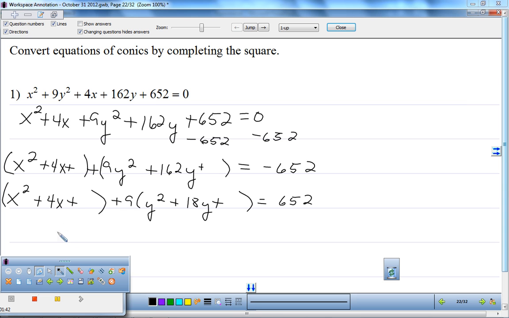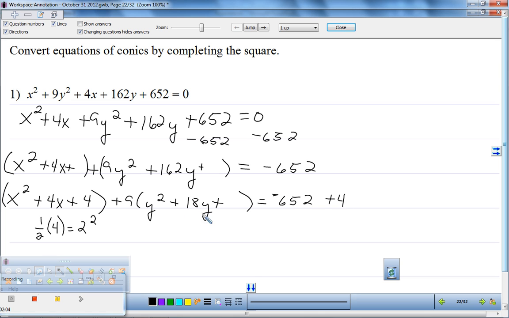Alright, now we're going to complete the square. To complete the square, we're going to half the middle term, so we're going to multiply it by half. We end up with 2. Then we square that, and we end up with 4. Now, we add 4 here, so whatever we do to one side, we've got to do to the other side. So we're going to add 4 here.